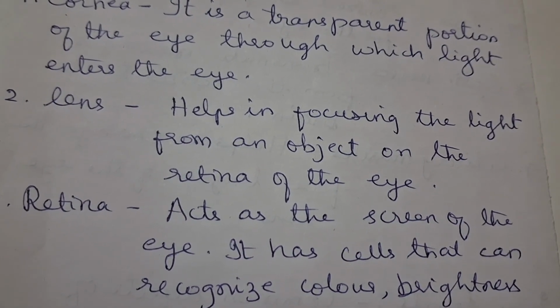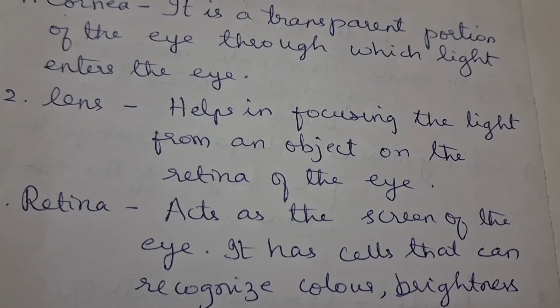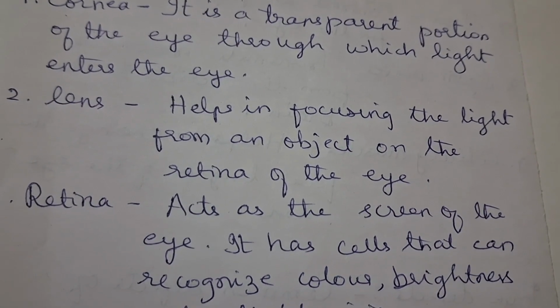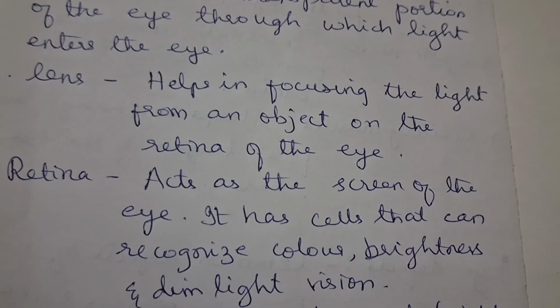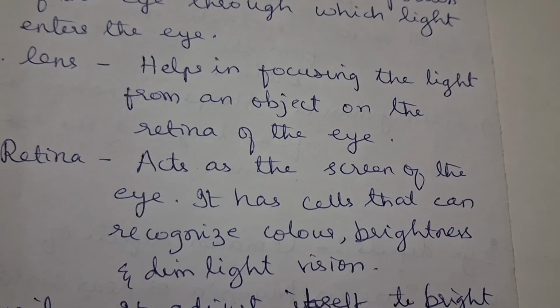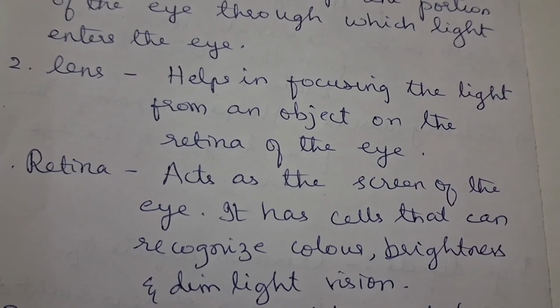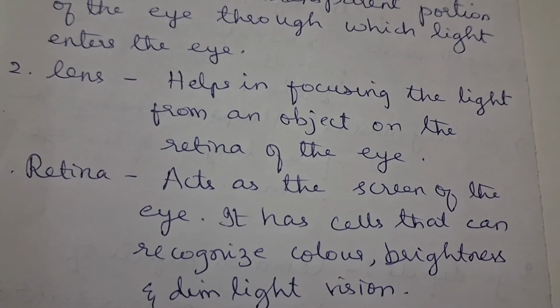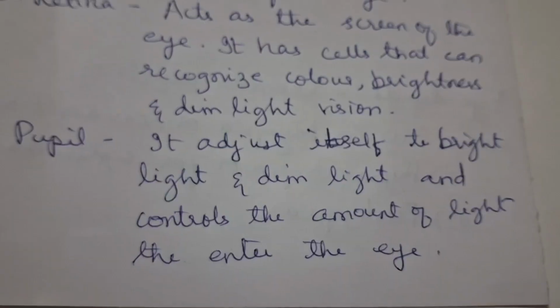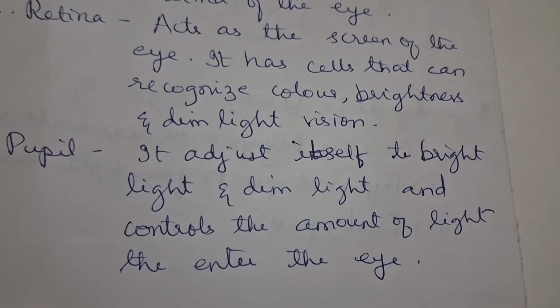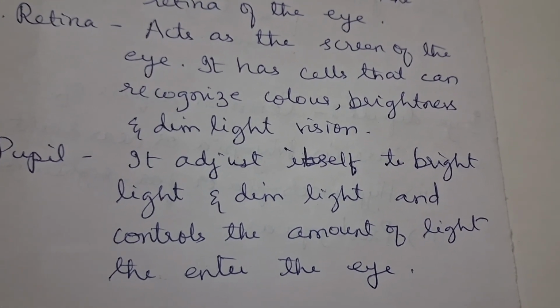We are able to see because the object which you have viewed falls on the retina. It has cells that can recognize color, brightness and dim light in vision. In dim light also we are able to see certain things. It's all because of the retina. The pupil adjusts itself according to the dim light and controls the amount of light entering the eye.